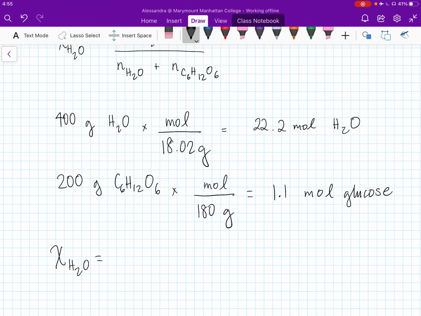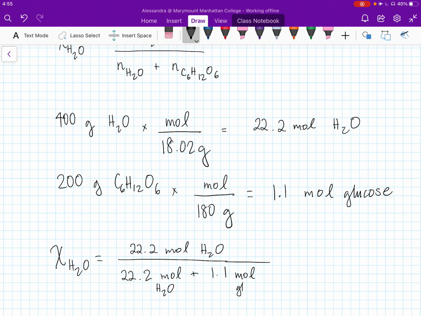So now I can plug these values into the expression for mole fraction to figure out the mole fraction of water in this solution. The mole fraction of water is going to be equal to the number of moles of water over the number of moles of water plus the number of moles of glucose. And that is going to give me a large mole fraction. Since I am talking about the mole fraction of the solvent, this number should be pretty close to 1.